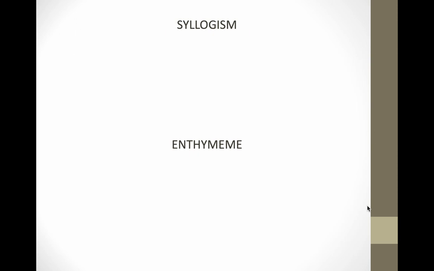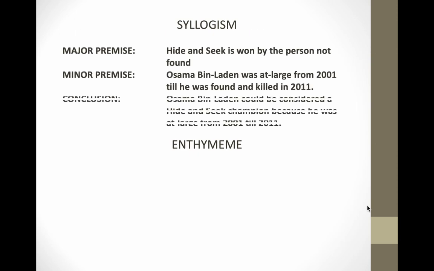Okay? So, here's how I wrote the syllogism. Again, backing up to the most broad term: hide and seek is a game won by a person who is not found. Osama bin Laden was at large from 2001 until he was found and killed in 2011. Therefore, conclusion: Osama bin Laden could be considered a hide and seek champion because he was at large from 2001 to 2011, something of that nature.